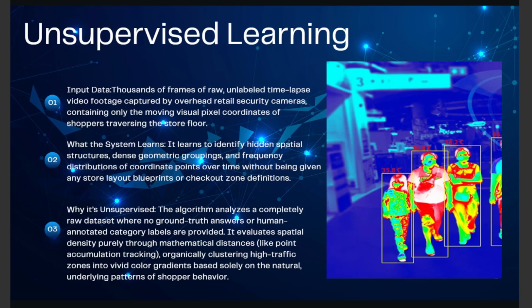And lastly, why it's unsupervised. The algorithm analyzes a completely raw dataset where no ground truth answers or human-annotated category labels are provided. It evaluates spatial density purely through mathematical distances, like point accumulation tracking, clustering high-traffic zones into a vivid color gradient based solely on natural underlying patterns of shopper behavior.